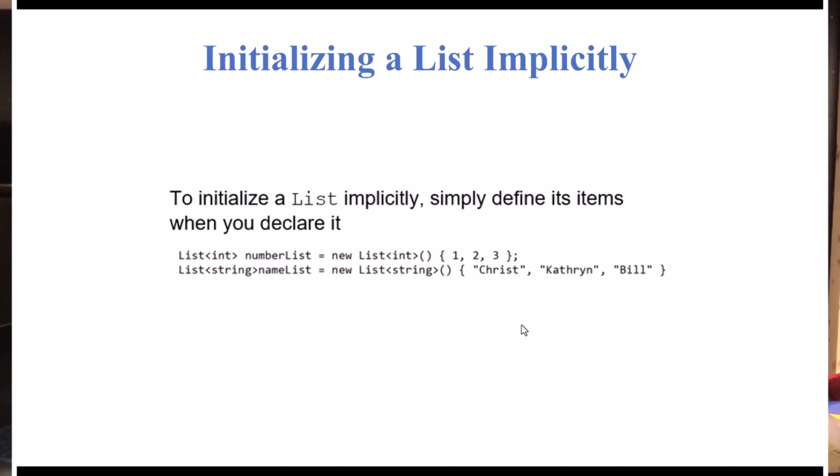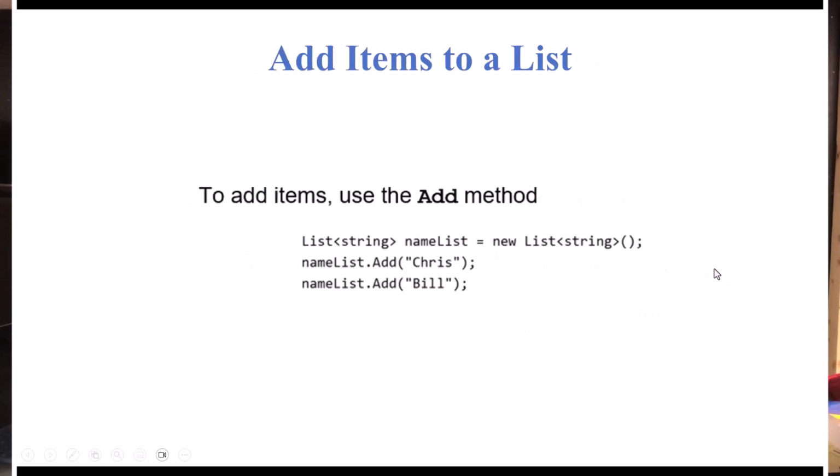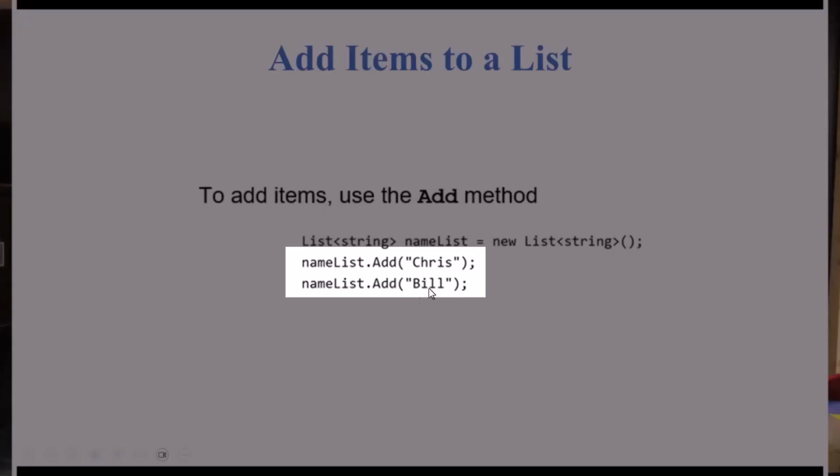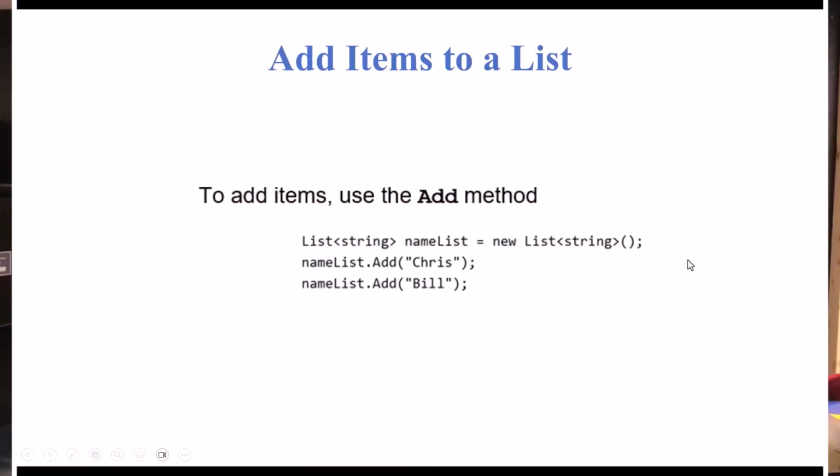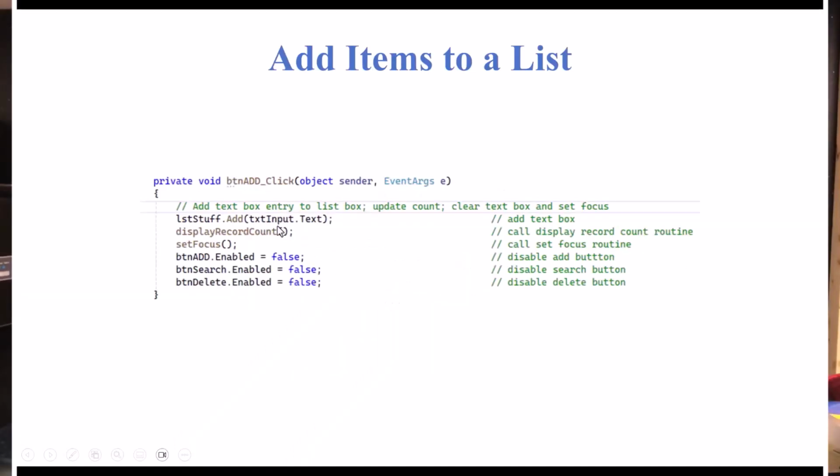In fact, the anything database list version will actually read and write a file, and you can bring things in and save it and whatever else. Adding items to a list is very, very easy. It's just like the list box. You list string, name list equals new string, as we're creating it right here. Then we're adding Chris, we're adding Bill. So namelist.add, namelist.add.